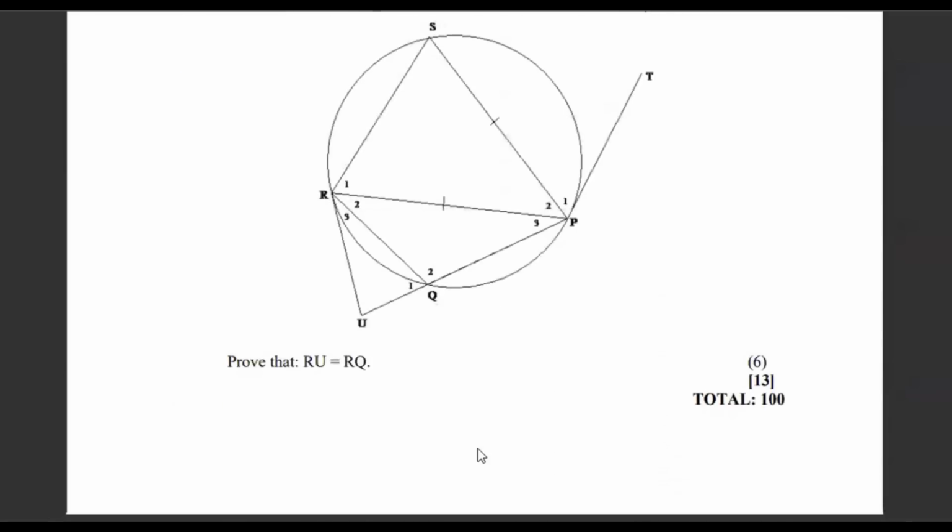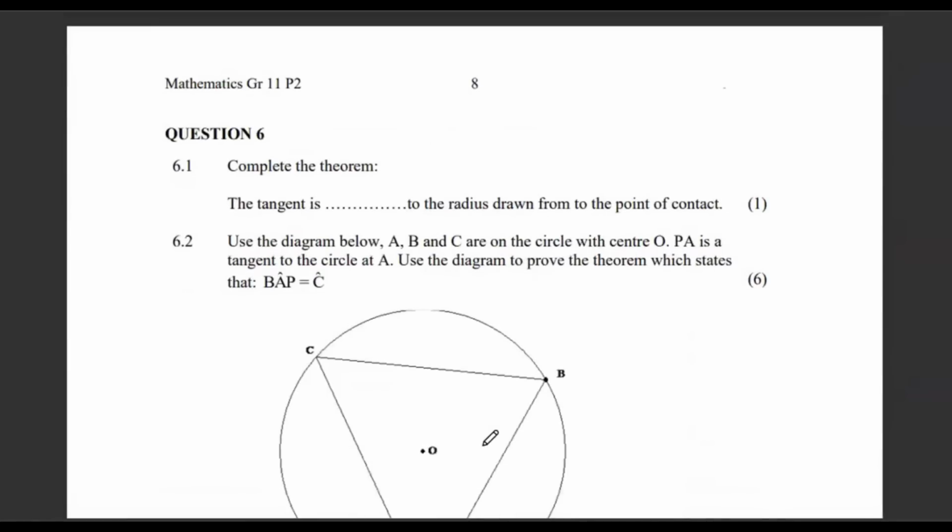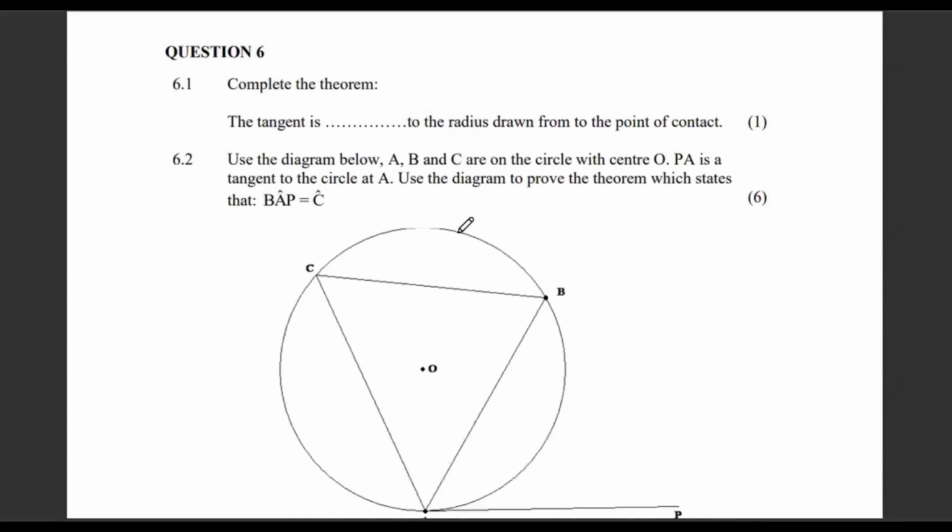Then lastly, question number 6, because they told us we have 6 questions now. They want us to complete the theorem. The tangent is dash to the radius drawn from a point of contact. A tangent is dash to the radius drawn from the point of contact.